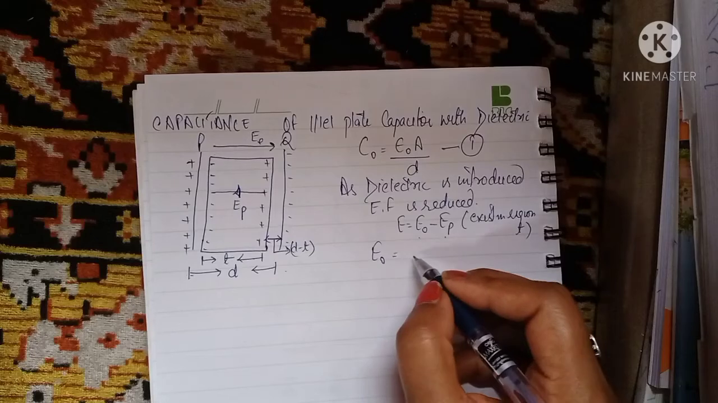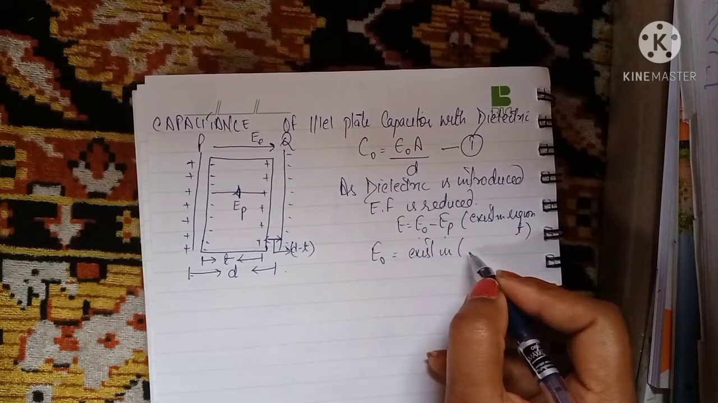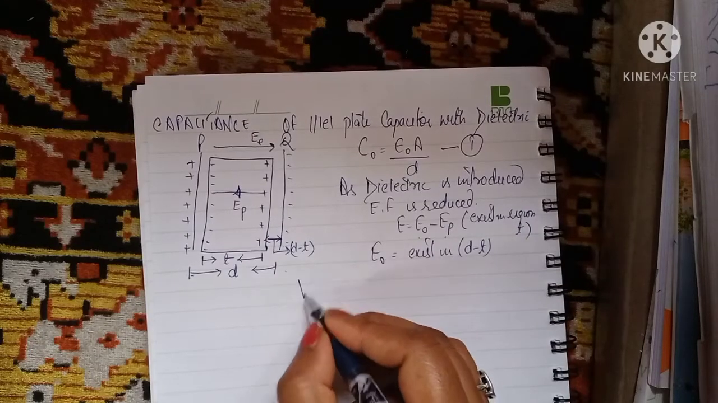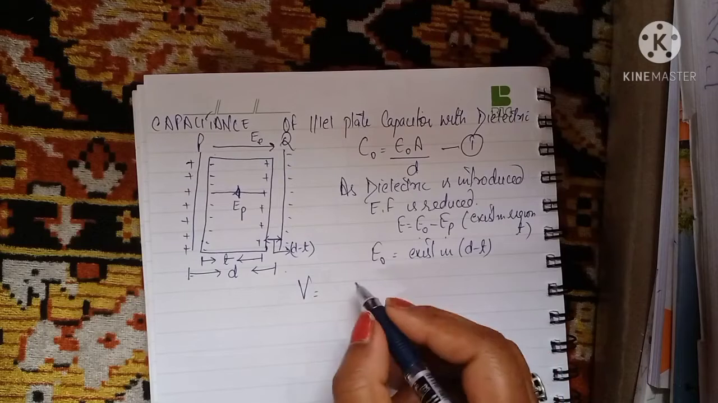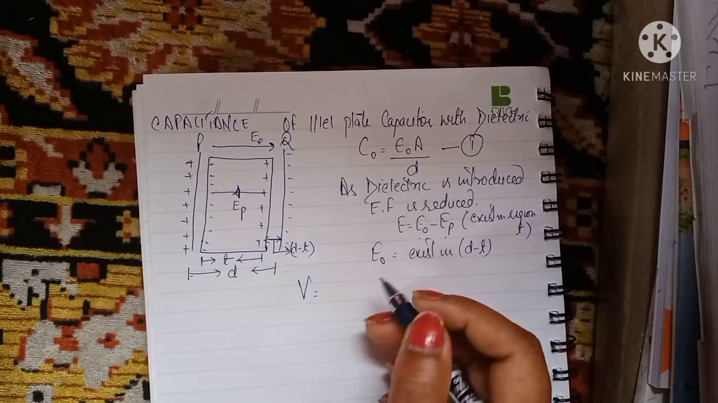Okay, so E naught exists in the region D minus T. Our aim is to calculate the potential. V is equal to E times D, as we know. So V is equal to, here we have two regions, so that's why we have to write it differently.